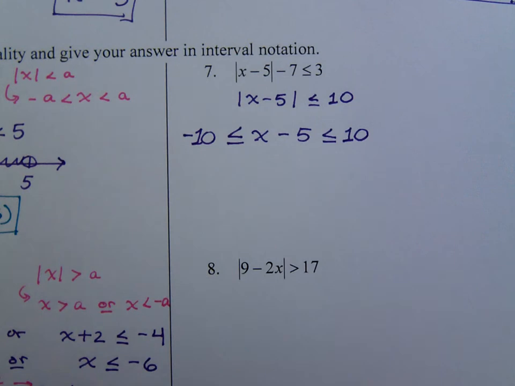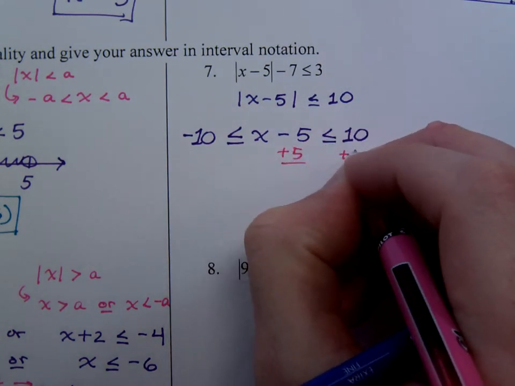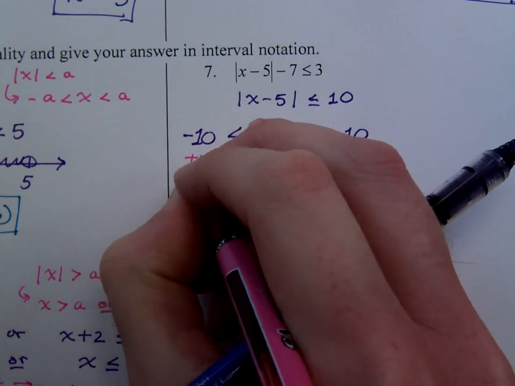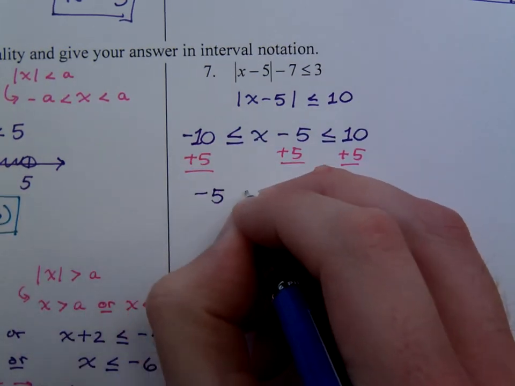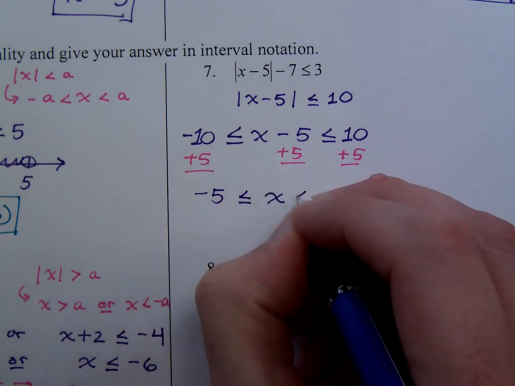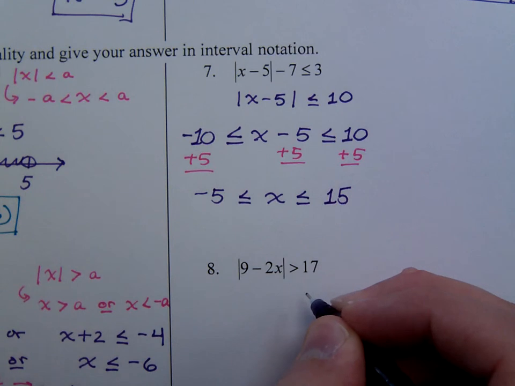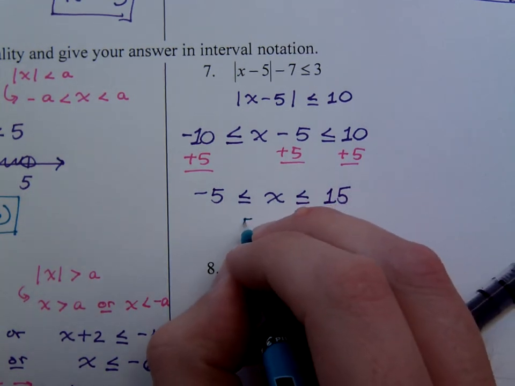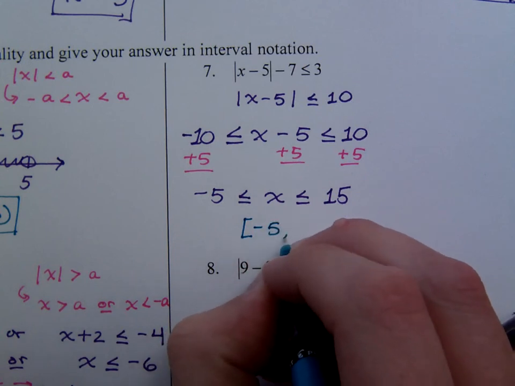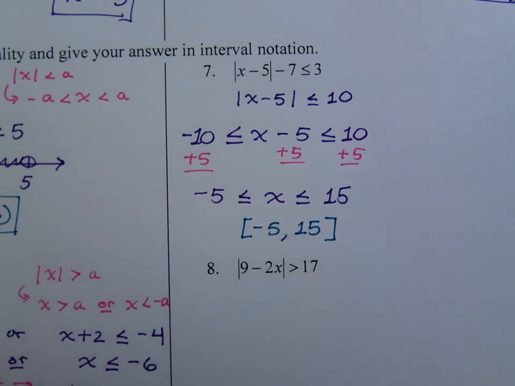So to solve this, we just add 5 to all 3 pieces. We have -5 is less than or equal to x, which is less than or equal to 15. So in interval notation, you see that x is in between both of these, including both, so it's from -5 with bracket to 15, close bracket.